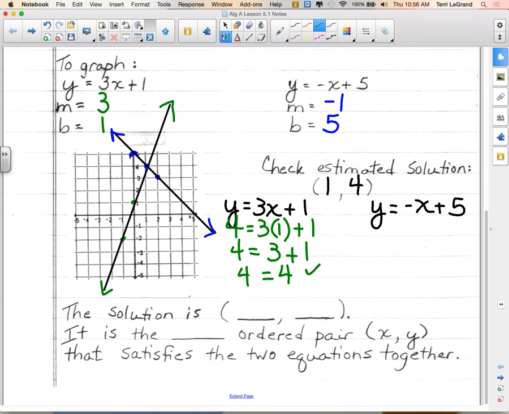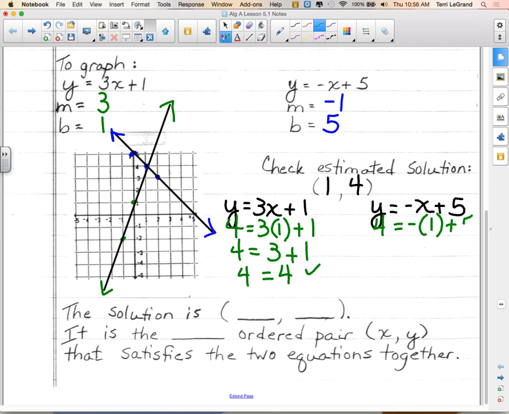But it's not enough just to do one of them, because that tells us that that point is on that line. That's what that tells us. But this equation is not independent of the other one. It is working together with it. So we have to make sure that point is also on the other line, because if it is, then that is the point that they are sharing. So we're going to put 4 in for y in the other one. We're going to put 1 in for x.